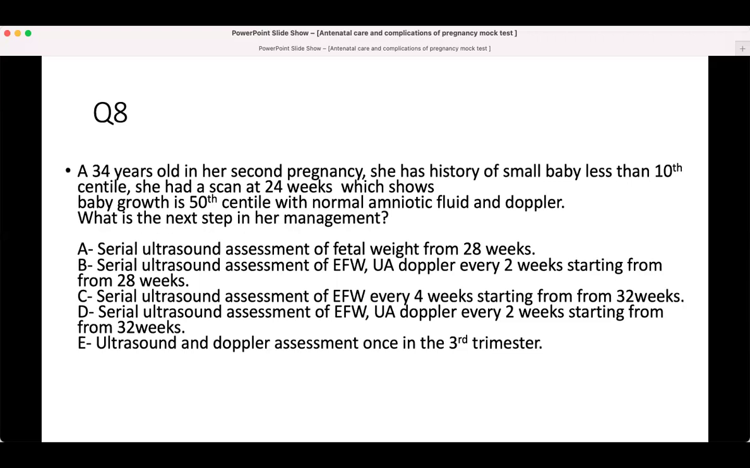Okay, in question number 8, my friends, we have a 24-year-old in her second pregnancy. She had a history of a small baby, less than the 10th centile, and she had a scan at 24 weeks which shows the baby growing at the 50th centile, so that means it's normal, with normal amniotic fluid and Doppler. So what is the next step in her management?